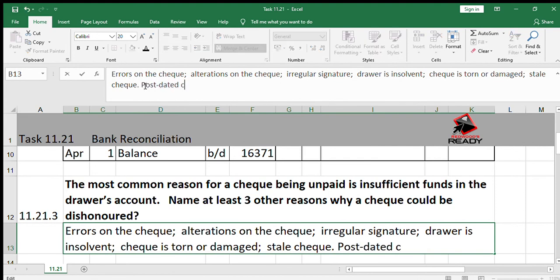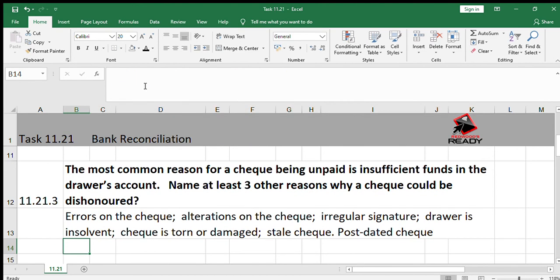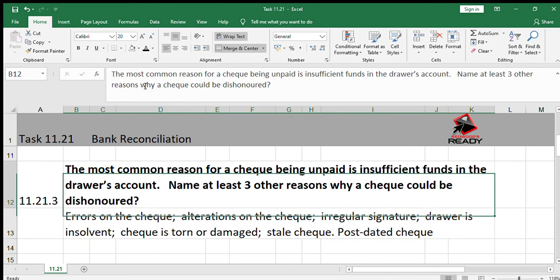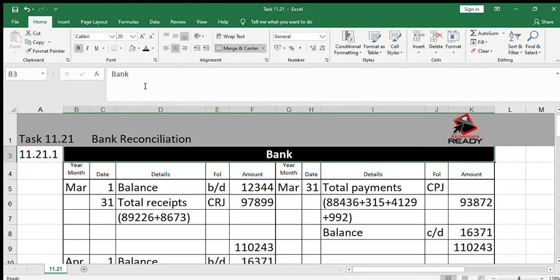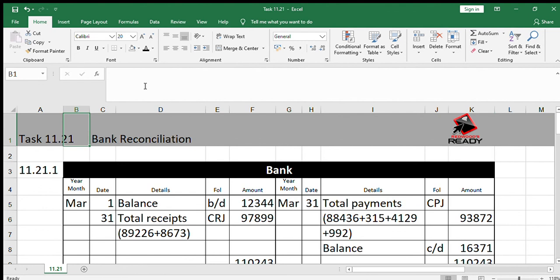Okay, so if a check is taken to the bank and it's post dated, it will be returned by the bank. Okay, so a post dated check. Okay, so that's all there is for this question. I'll also do task 11.22 with you, which is pure revision after this video.